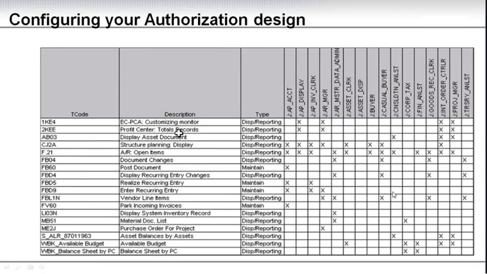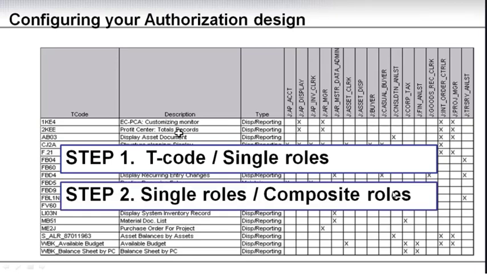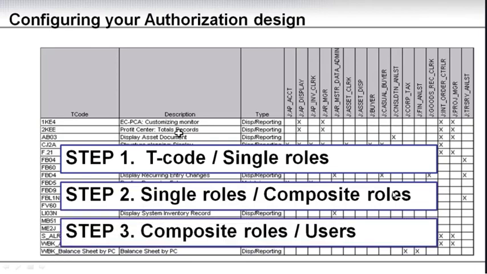Now for configuring your authorization design, you need certain tools. So the first step is the transactions you need. You need to be clear on what transaction codes are required that users need access to, and you group those transaction codes into single roles in SAP, called single roles. You group the single roles into composite roles, and then you assign composite roles to users.